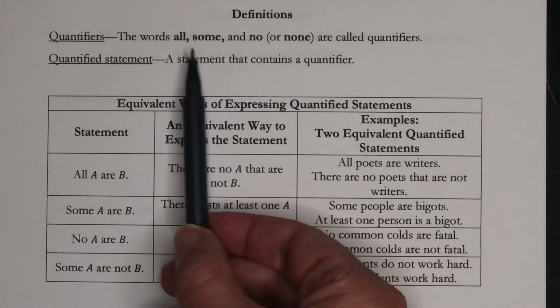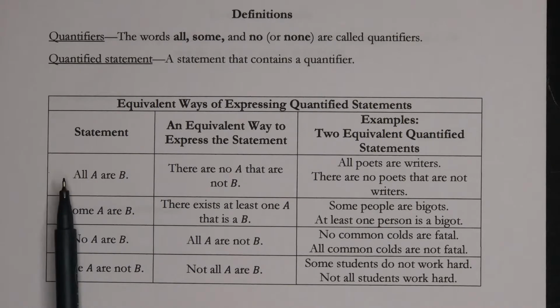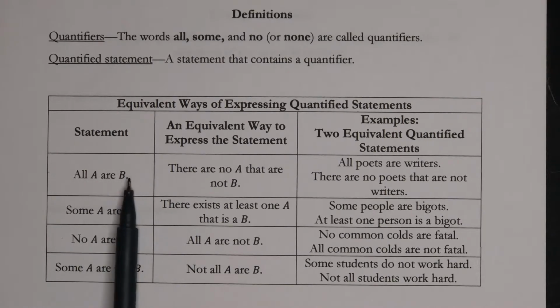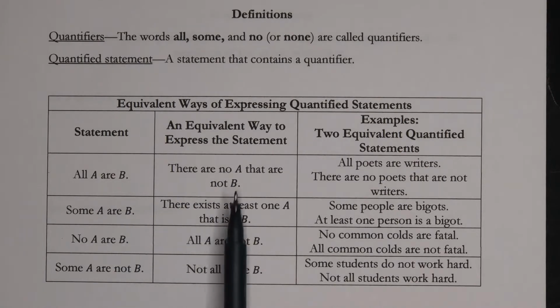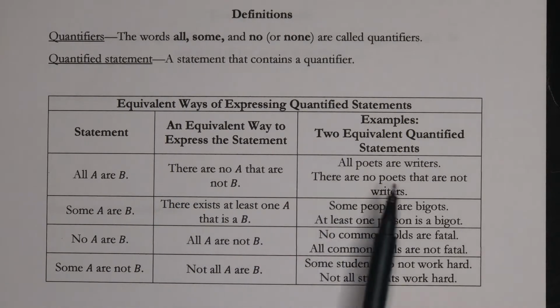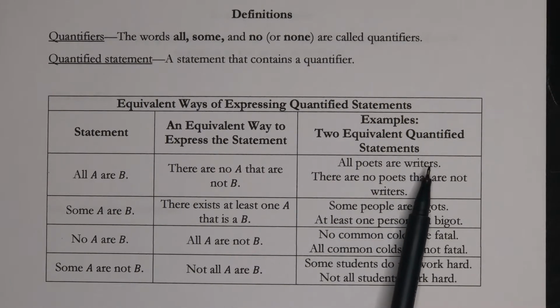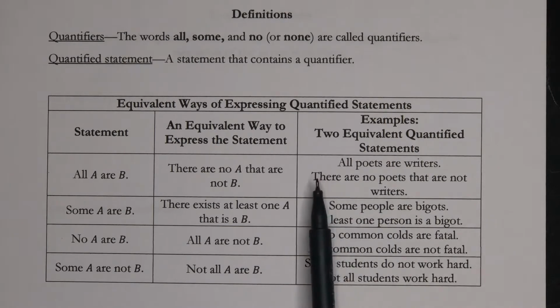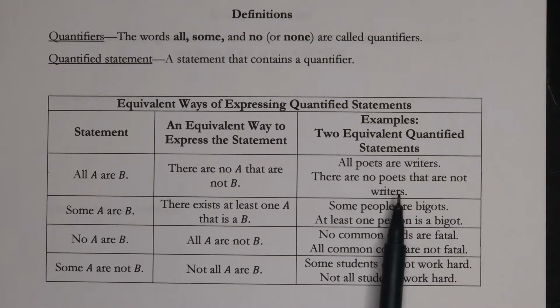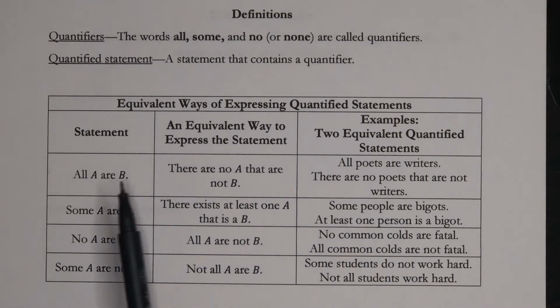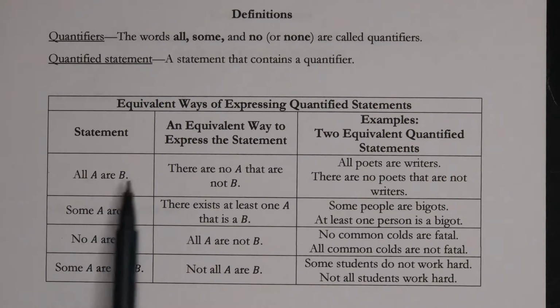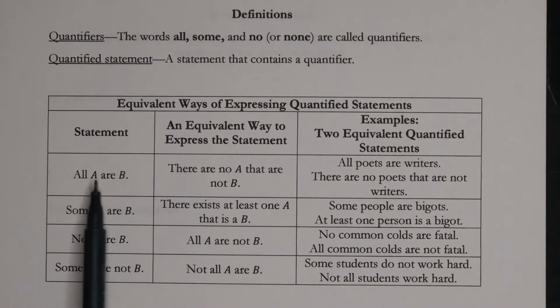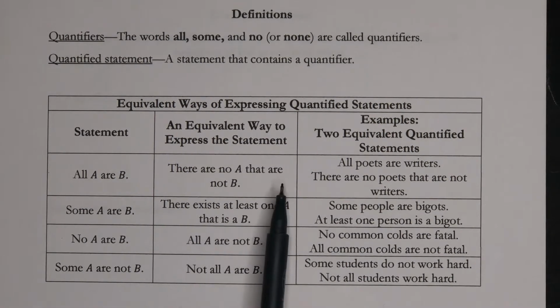Now, you might say something like all A are B. And an equal way of saying that would be there are no A that are not B. So examples in English, all poets are writers. The equivalent way of saying that would be that there are no poets who are not writers. Okay? So these have what we call the same truth value. If this is true, this is also true. If this is false, this is also false.